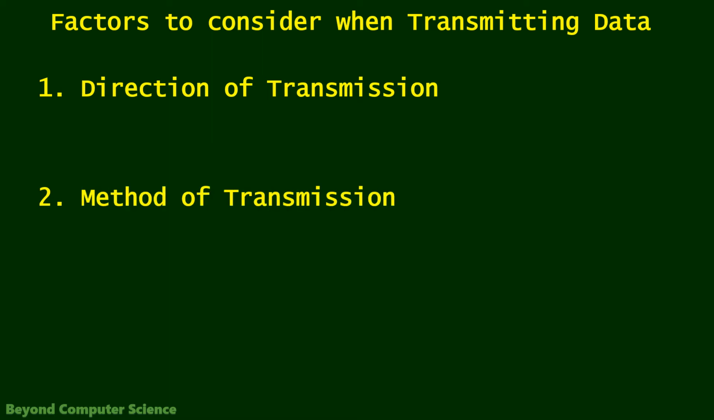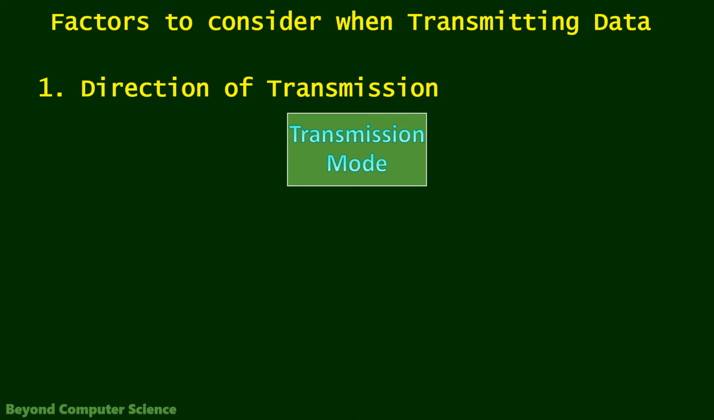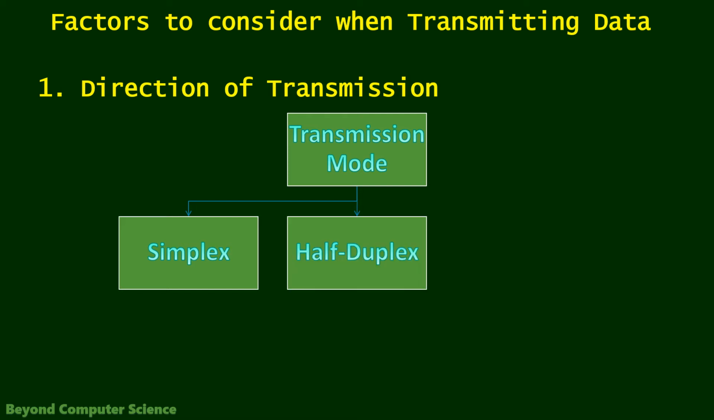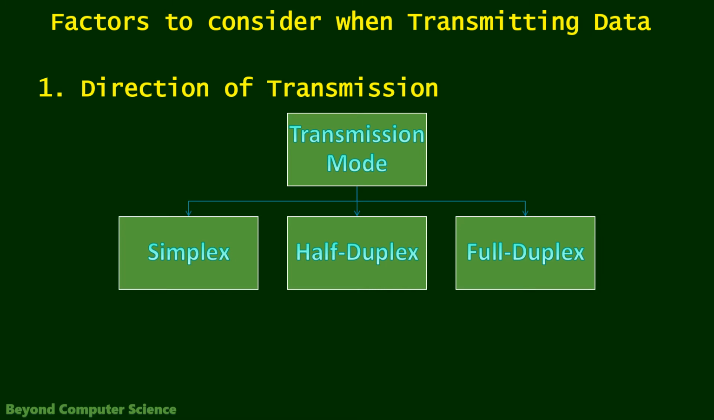Method depends on the speed of data transmission. Some methods are faster, some methods are slower. Let's start and study the first one, which is direction of transmission. Direction of transmission is also called transmission modes, and we can have three types of transmission modes. The first one is simplex. Transmission between devices can be simplex, half duplex, or full duplex. So let's understand the first one, which is simplex.